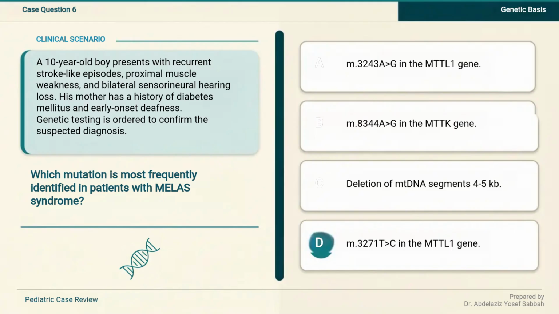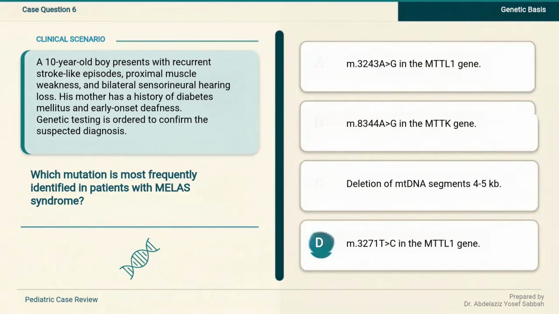Our sixth case. A 10-year-old boy presents with recurrent stroke-like episodes, proximal muscle weakness, and bilateral sensory neural hearing loss. His mother has a history of diabetes mellitus and early-onset deafness. Genetic testing is ordered to confirm the suspected diagnosis. The question is, which mutation is most frequently identified in patients with MELAS syndrome?